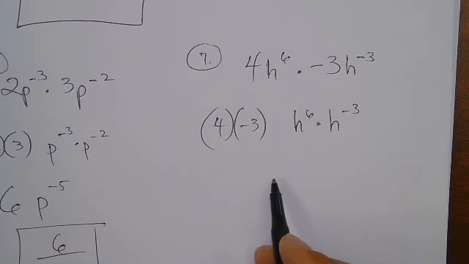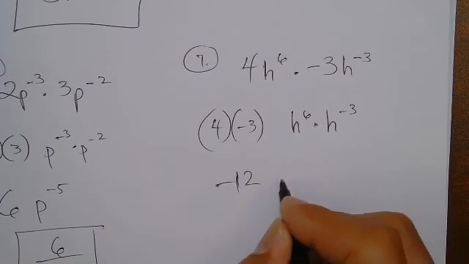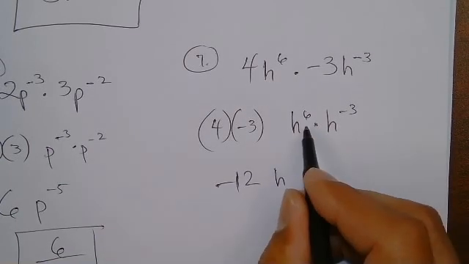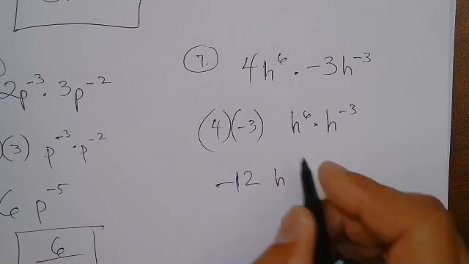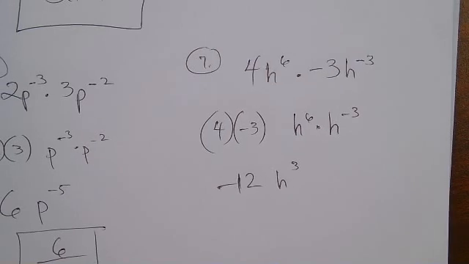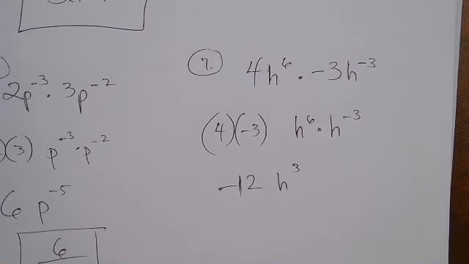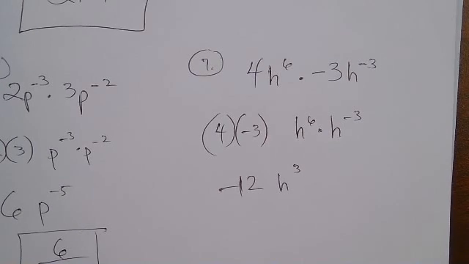And let's do the same thing here. I got to multiply a 4 with a negative 3. And then I got to multiply the h to the 6 with the h to the negative 3. Okay. What are you going to get here? Negative 12h. When you add that, it's a positive 3? Yeah, it's a positive. Okay. Now, is that the answer? No. That's not the answer? It is though.